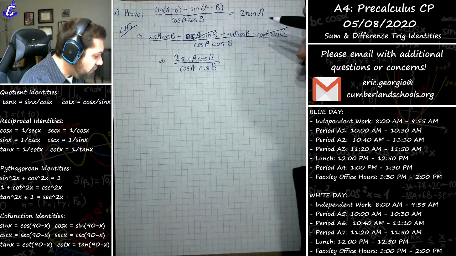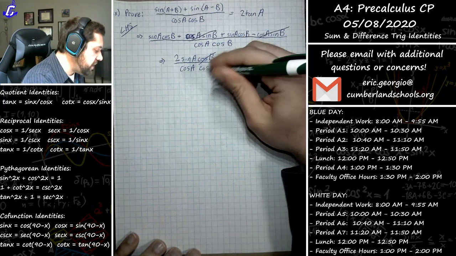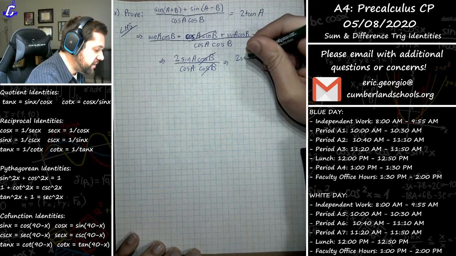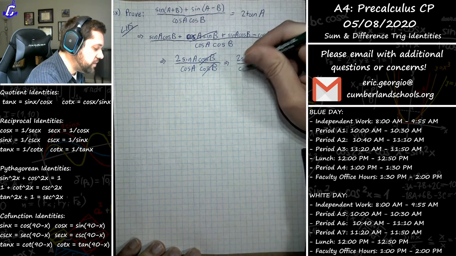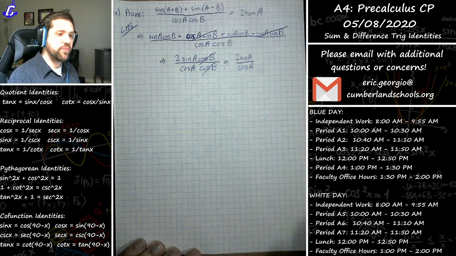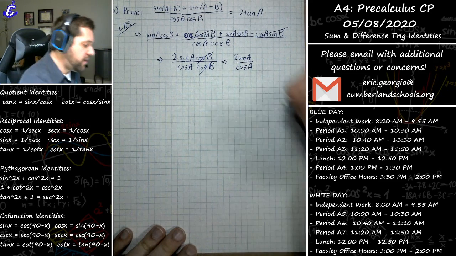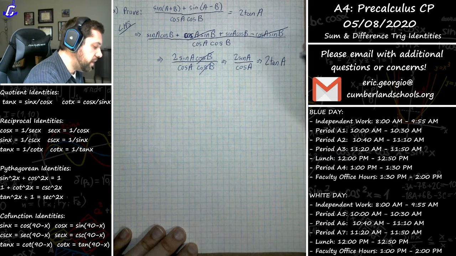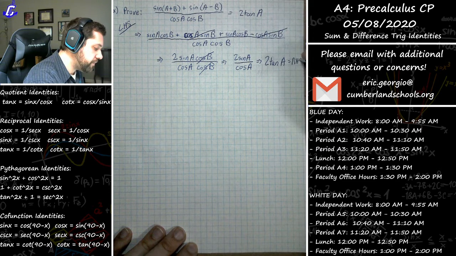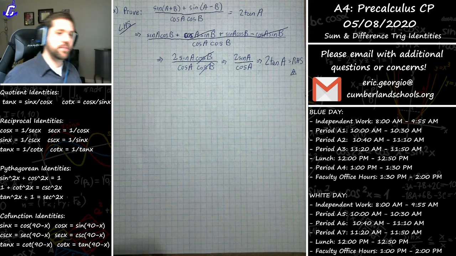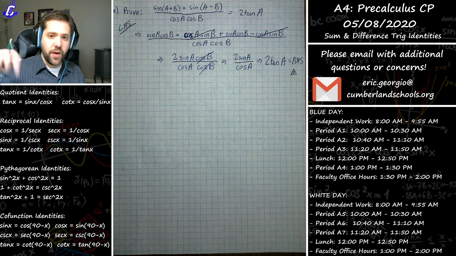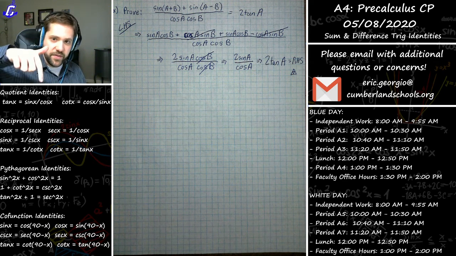But now that I'm at this point, hopefully you're seeing, ooh, cosine of B over cosine of B goes away. I'm left now with 2 times the sine of A over the cosine of A. And now how could I rewrite sine over cosine? Well, sine divided by cosine is tangent. And that leads us right to our goal of the right-hand side. And so our proof is complete. Again, the sine over cosine is our quotient identity that you can see right on this little sidebar here.